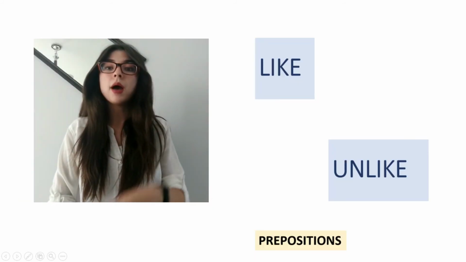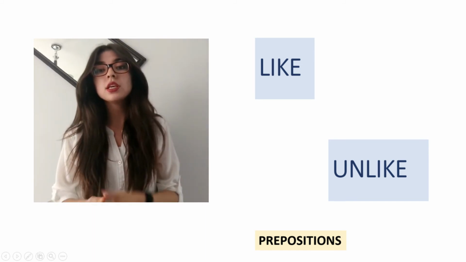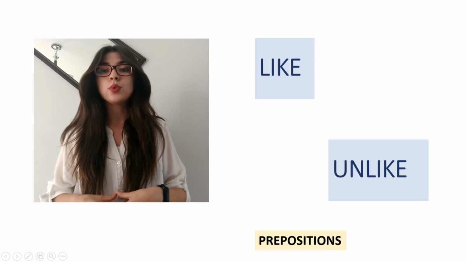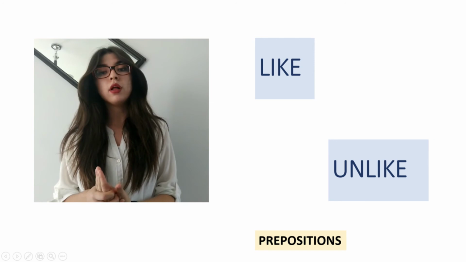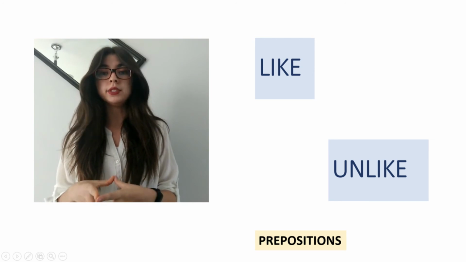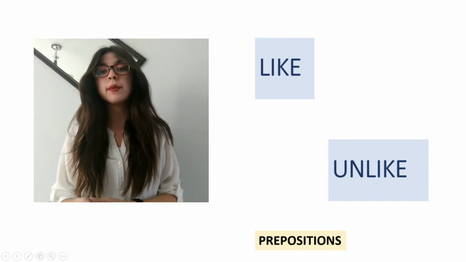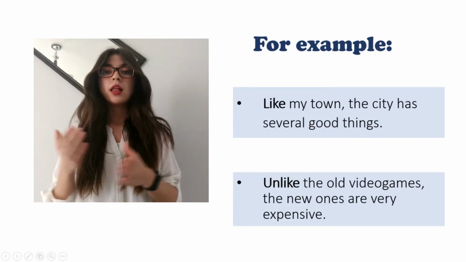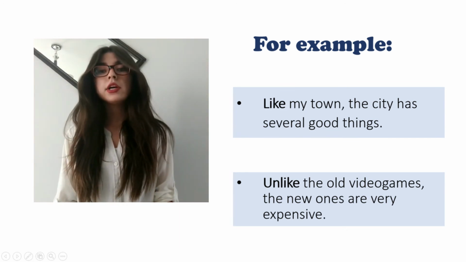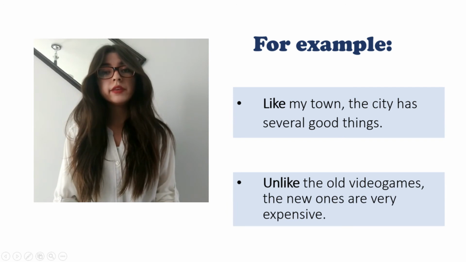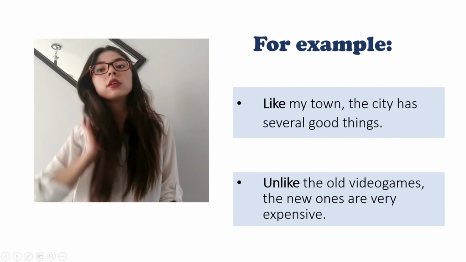Now let's talk about like and unlike. These words work as prepositions and therefore must be followed by an object. These words have an opposite meaning. For example, like the town, the city has several good things. Another example, unlike the old video games, the new ones are very expensive.